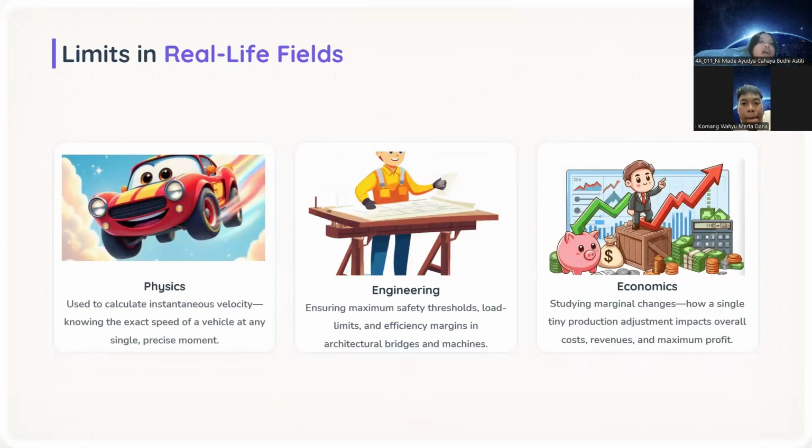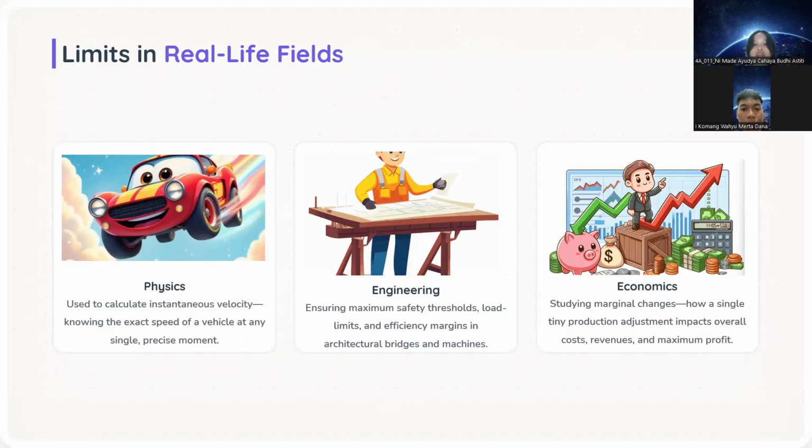Next, limits in real life and the applications of limits. The first application is in physics. Suppose a car is moving along a road. We may know the average speed of the car over one minute. However, what if we want to know the exact speed at one specific moment? To answer that question, mathematicians use limits. Limits help calculate instantaneous velocity, which means the speed at an exact instant.